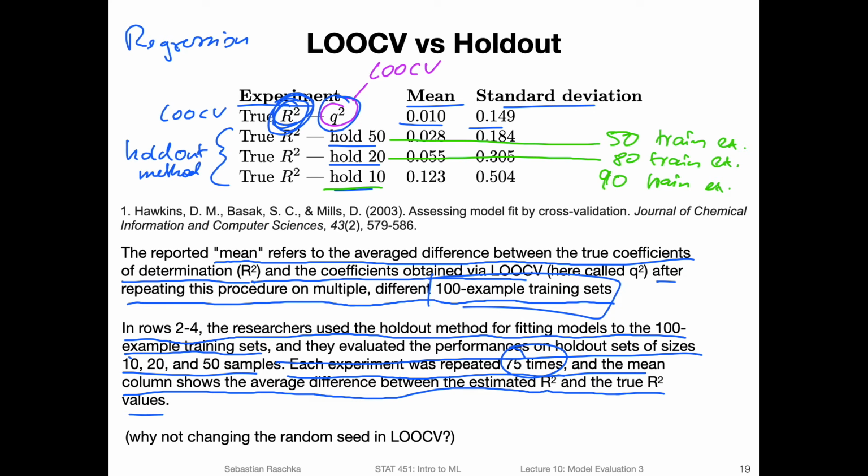By the way, it doesn't make sense to repeat that for the leave one out cross-validation, because changing the random seed doesn't really change the leave one out cross-validation, because you still have the same training folds and the same test folds. There is no random seed in that way.